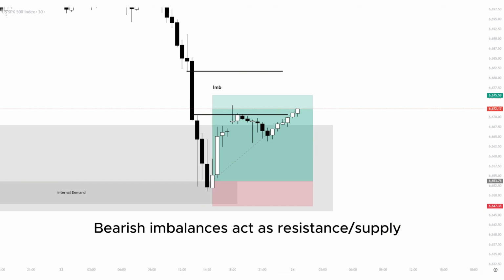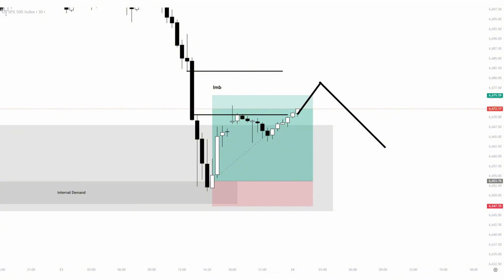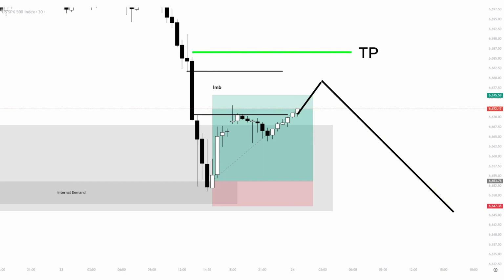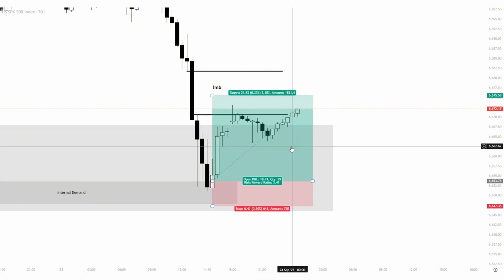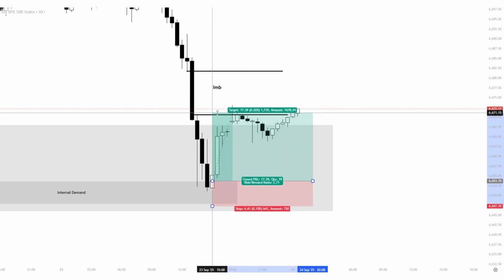These imbalances act as resistance levels when resistances and supplies are not found. So we basically expect a rejection down from a bearish imbalance. Now this also coincides with the price being currently right on the imbalance. So logically, if we would place the take profit higher, we have a risk, if this imbalance respects, of getting stopped out. So it makes sense to get out of the position before that might happen. That translated into the chart is positioning the take profit as close as possible to the touch of the imbalance.